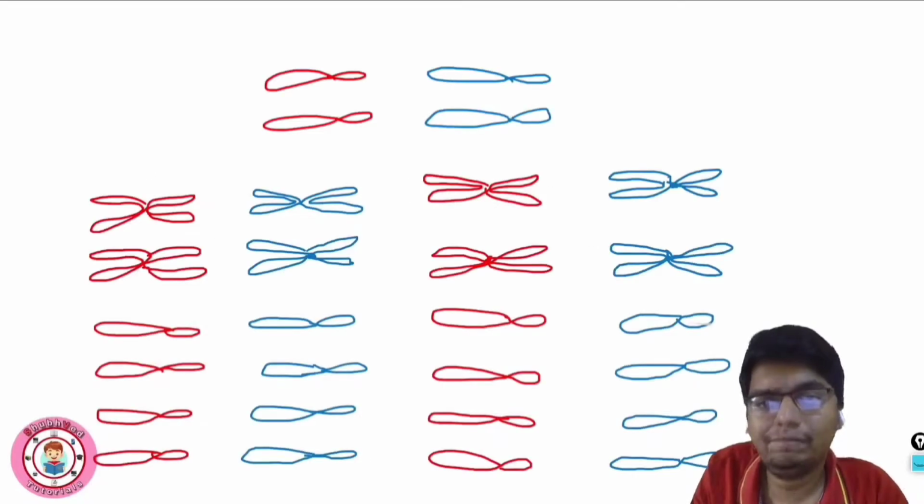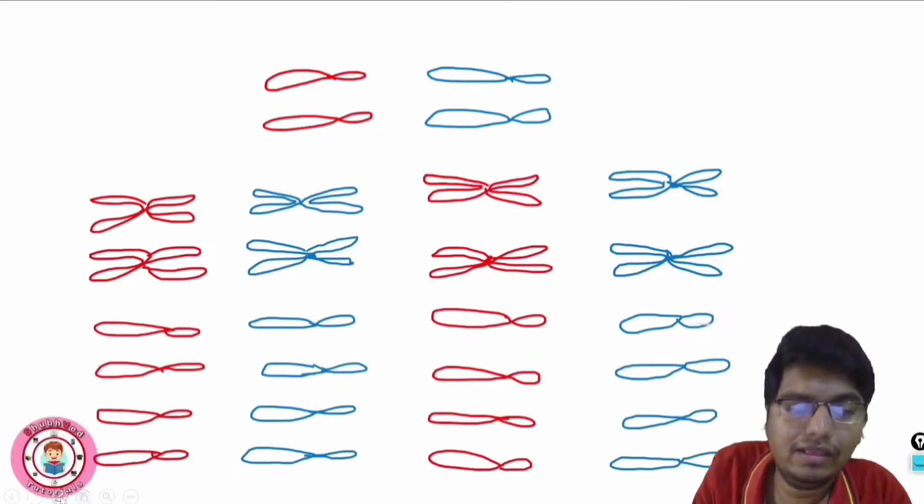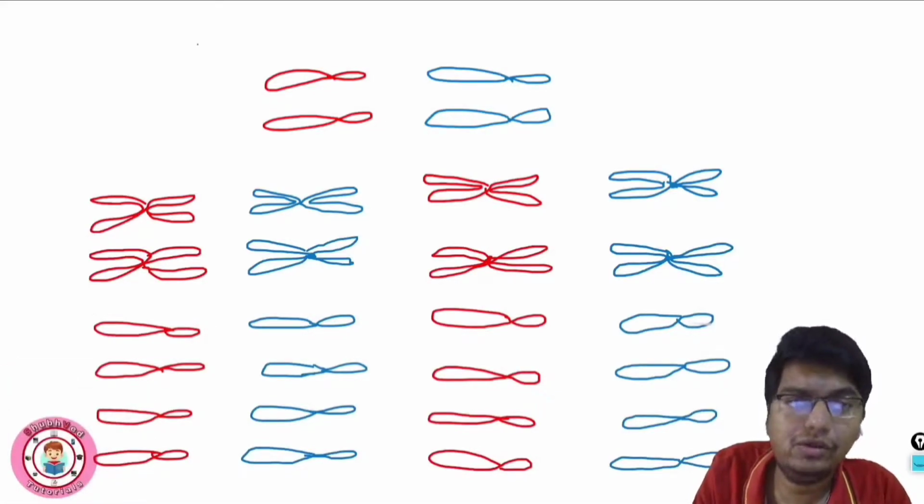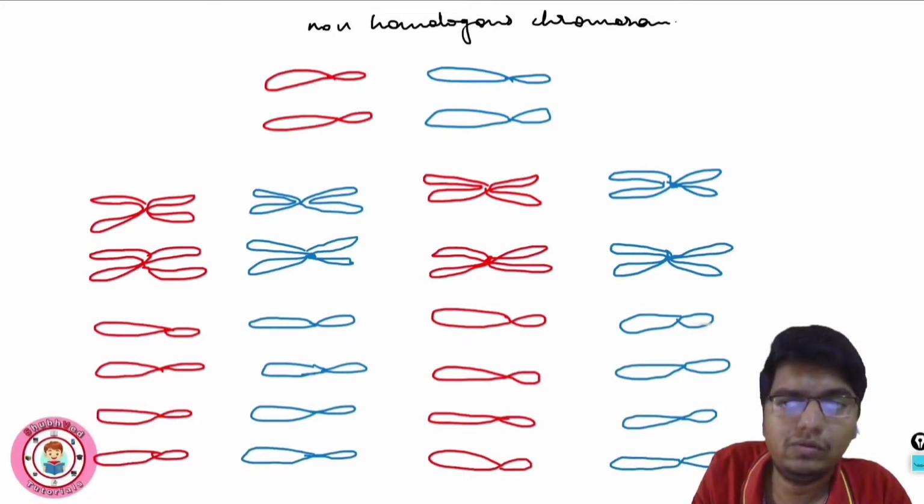So basically, I have drawn your chromosomes and these are non-homologous chromosomes. Okay, means they are not homologs of each other. They are having different genes. So let's take an example. This is having a gene A and this is having a gene B.